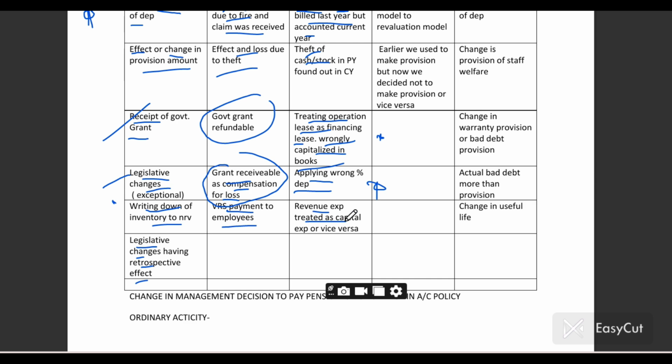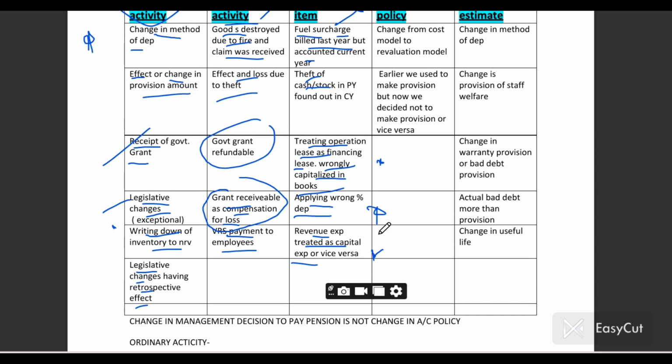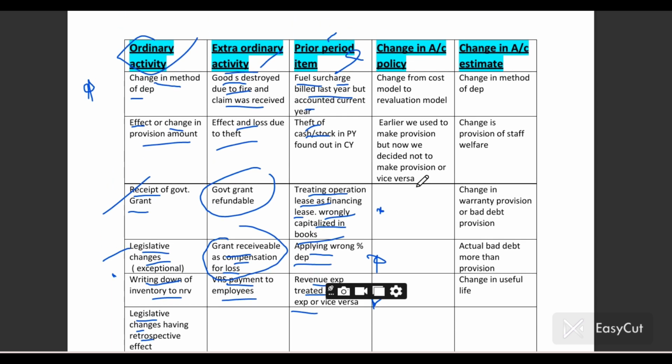Revenue expense treated as capital expense. If you treated any revenue expenses as capital expenditure in past years, but you got to know that you had done an incorrect accounting treatment, then you are correcting it. So this is a prior period item. Change in accounting estimate. Sorry, first we'll continue with change in accounting policy.